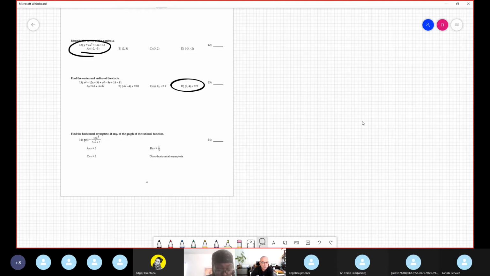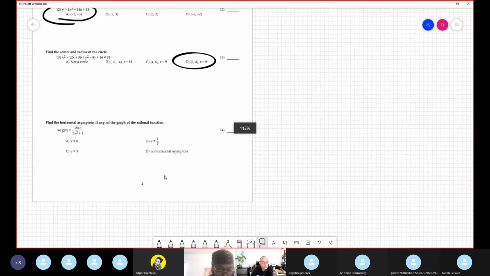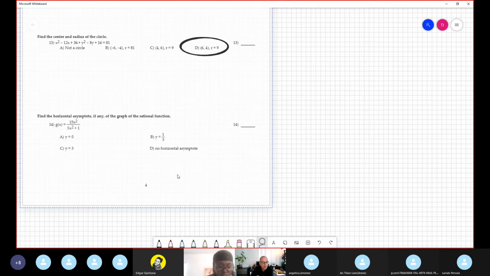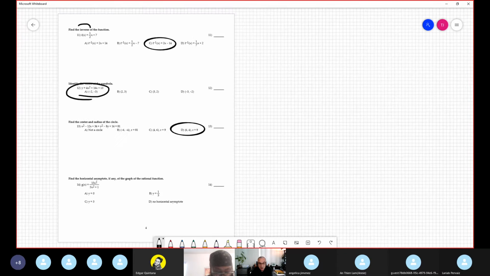Okay, 14 now. Well, 14 is about the rational function. And the question is to find the horizontal asymptote. The function is g of x equal 15x squared divided by 5x squared.